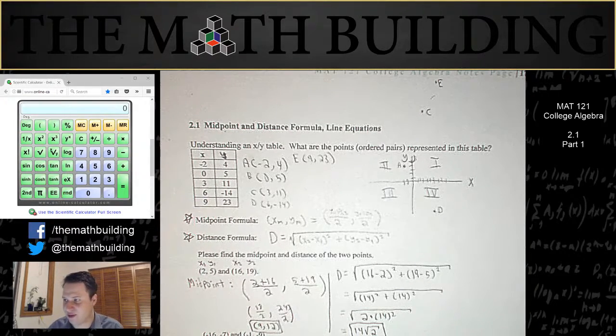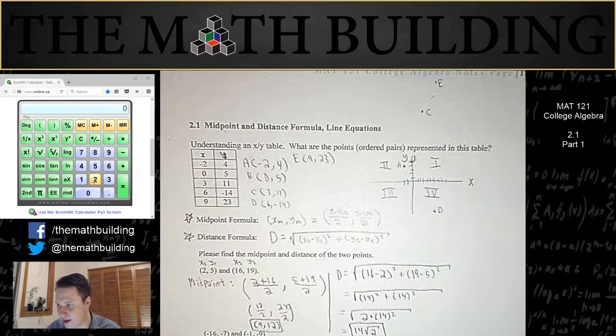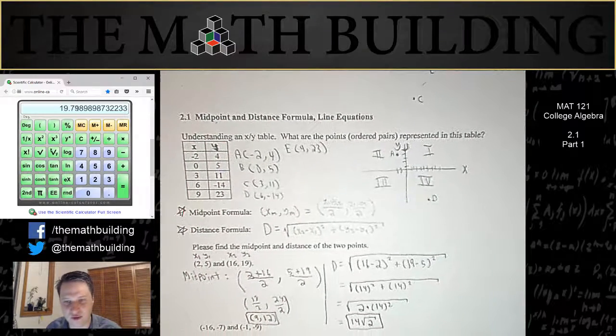And if you wanted to find out what that would be as a decimal, let's just do our calculator. The square root of 2, times 14. And you get approximately 19.79. So the distance between the points (2, 5) and (16, 19) is about 19.79 units, which is also equal to 14 root 2. So again, I didn't do anything tricky there.